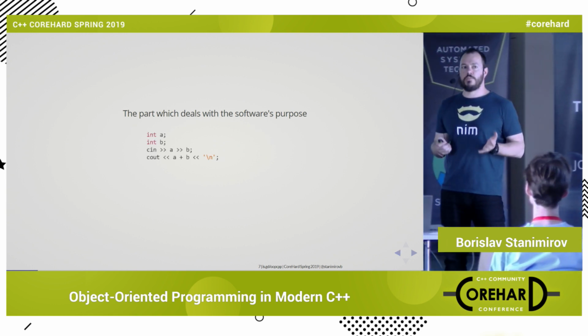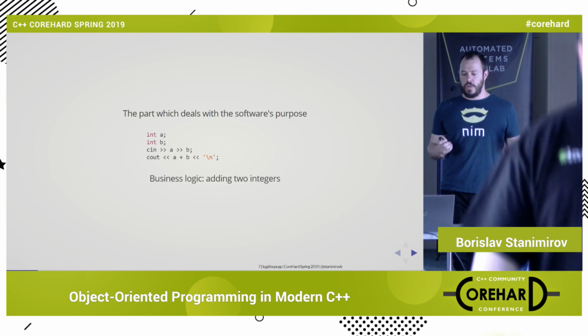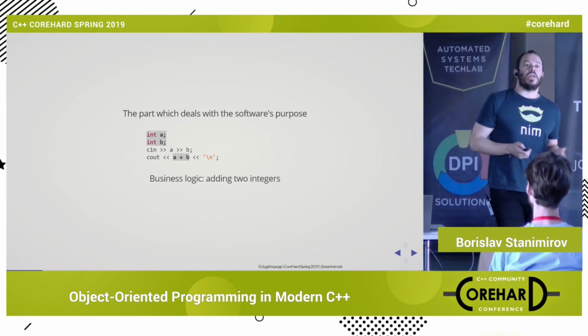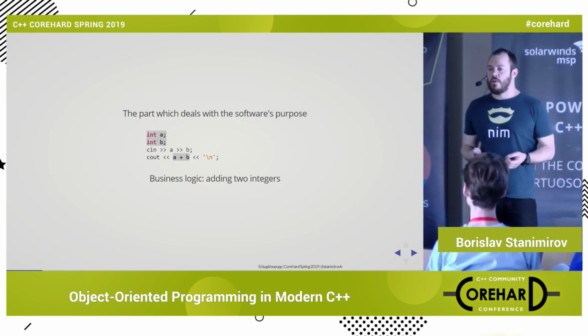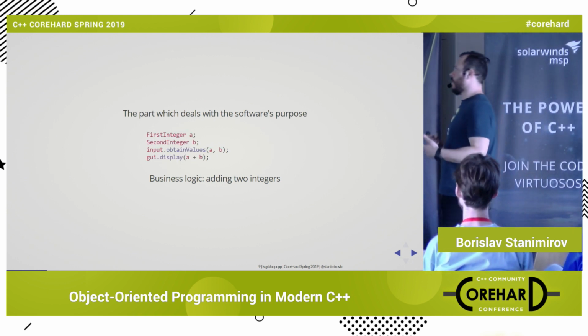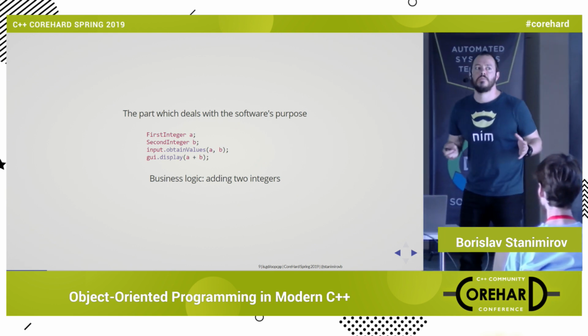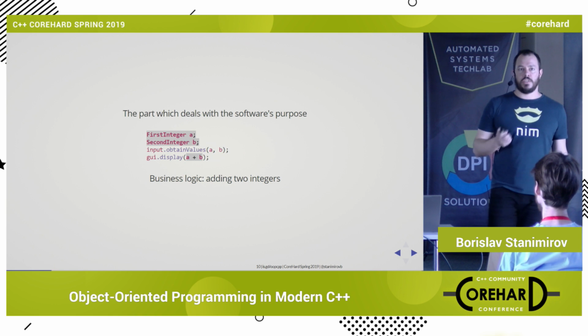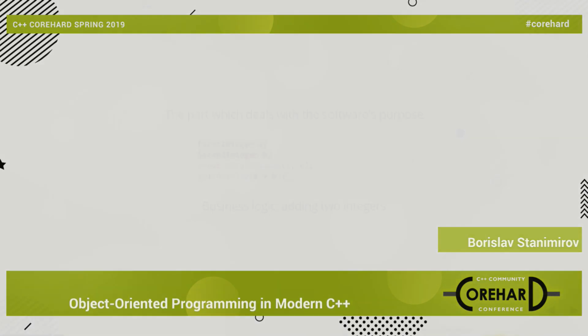For example, we have this program. The purpose of this program is to add two integers. That's the business logic. So that's the business logic over there. And if you had, say, a Java programmer write the same program, he might do something like this, like overcomplicated stuff, you know. But still, the business logic is over there. It's the same business logic, adding two integers.